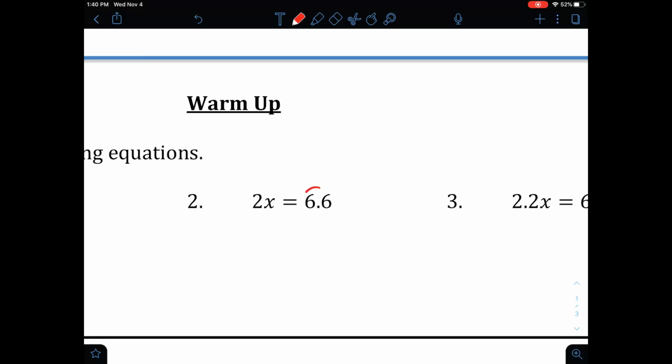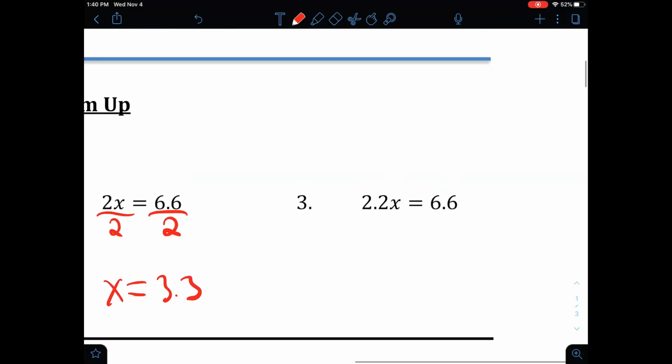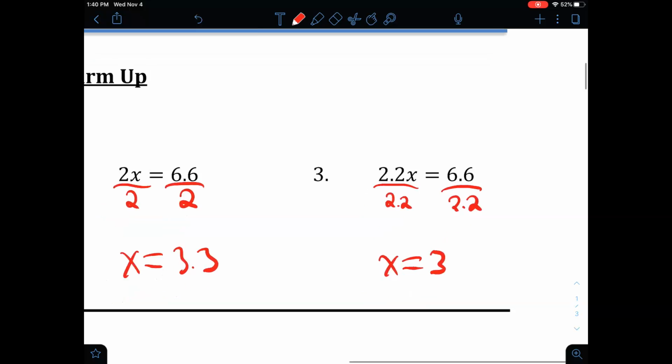This is a little bit weird, but it doesn't matter because we still do the same thing we would before. To get x by itself, to undo multiplying by 2, we've got to divide by 2. So x is going to equal 3.3. And the last one is the trickiest one of them all, but not really because we're still multiplying x by 2.2. So to undo multiplying by 2.2, we're going to divide by 2.2. So x is going to be equal to 3 when you multiply those out.